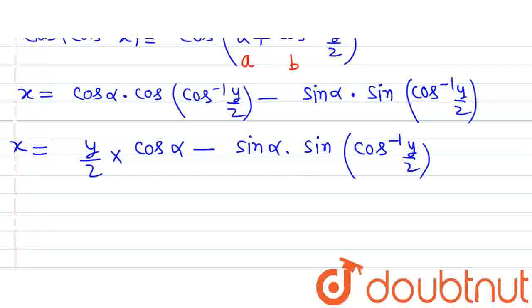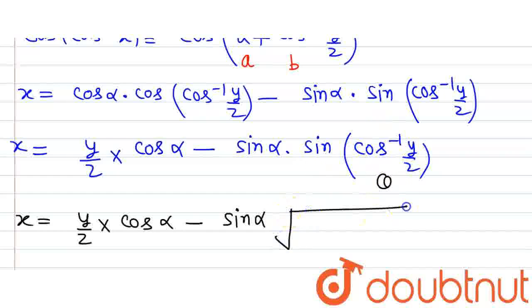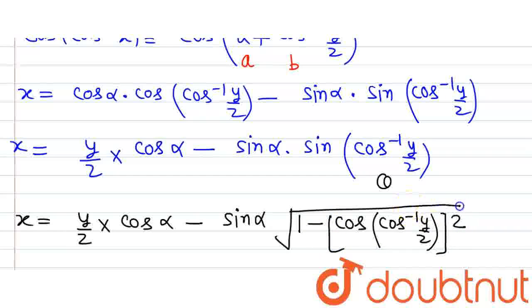Now this can be written as x is equal to y by 2 cos alpha minus sine alpha multiplied by sine of cos inverse y by 2. We know that if we consider this to be theta, then sine of theta is equal to under root 1 minus cos square theta. Theta is cos inverse y by 2, so it is under root 1 minus cos of cos inverse y by 2, and this whole raised to the power 2.